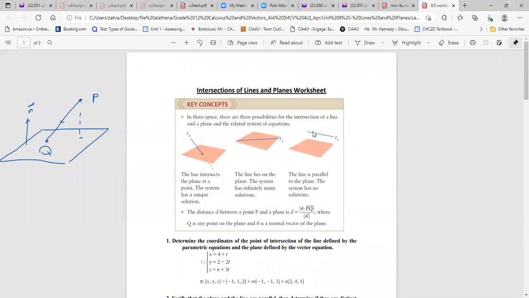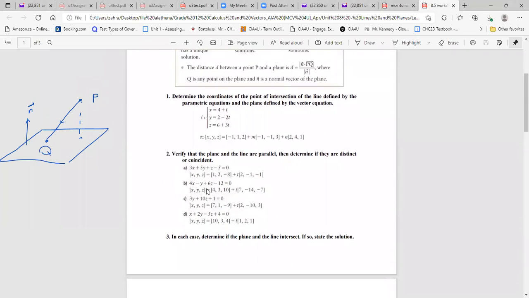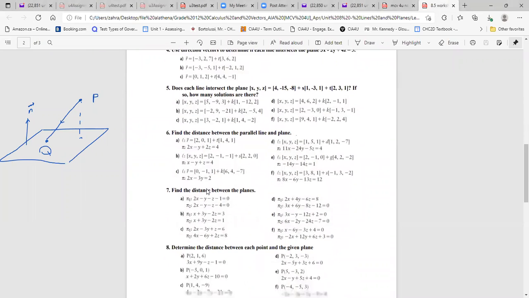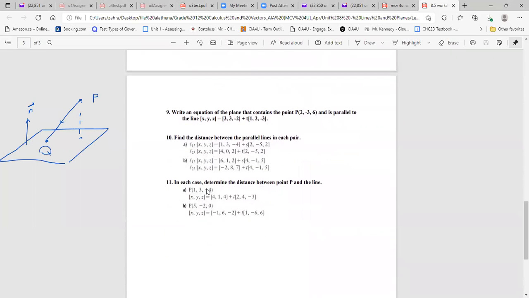For the questions, you can do question number 1, questions 2A, 3A, 4A, 5A, 6A, 7A, 8A, question number 9, 10A, and 11A.